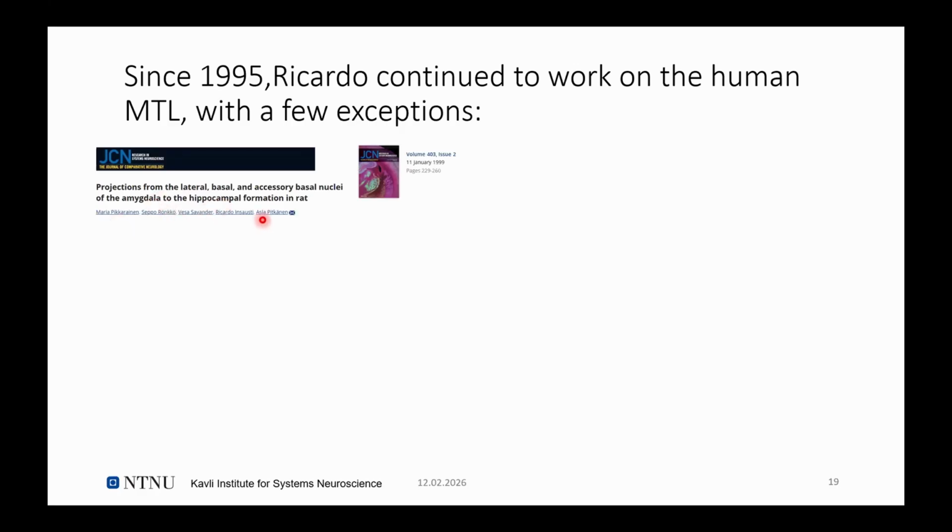And if you can read it carefully, there's the name of Asla Pitkänen, who helped Ricardo and me and convinced Ricardo and me that this area that we originally included in the entorhinal cortex as the amygdaloid entorhinal transition is not part of the entorhinal cortex because it does not project to the dentate gyrus.